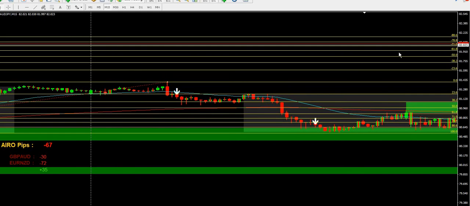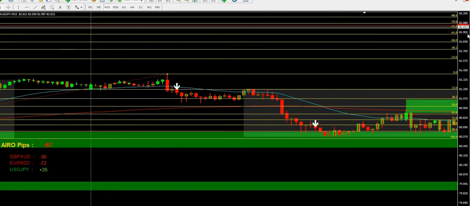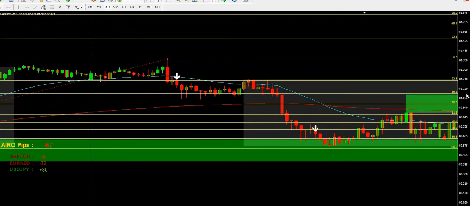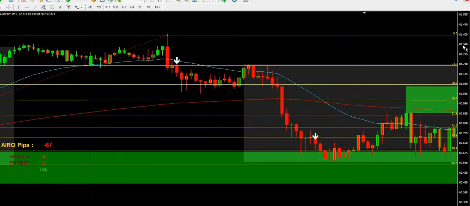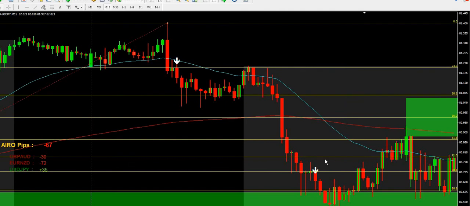So you already got, this was a 100 pip move so far. Right? Off of the M15 time frame, utilizing the fib. Utilizing strategy 8. 100 pip move on AUDJPY. Come on, y'all.